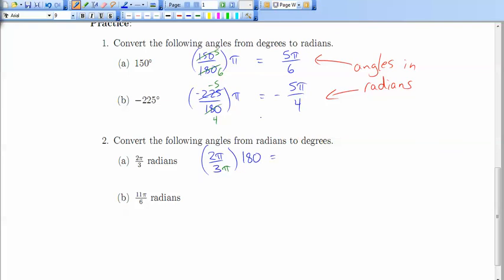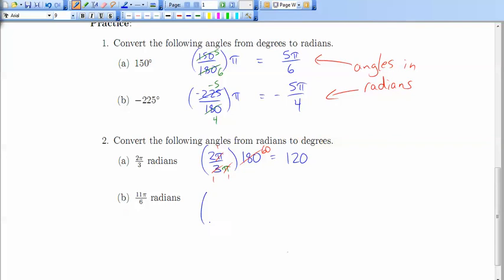Well, again, we see there's a common factor of pi in top and bottom here, and we also have a common factor of 3 there and there. So we figure this all out and we end up with 120. That's 120 degrees is equivalent to 2 pi by 3 radians.